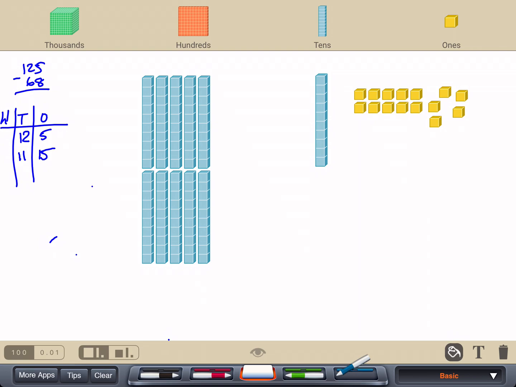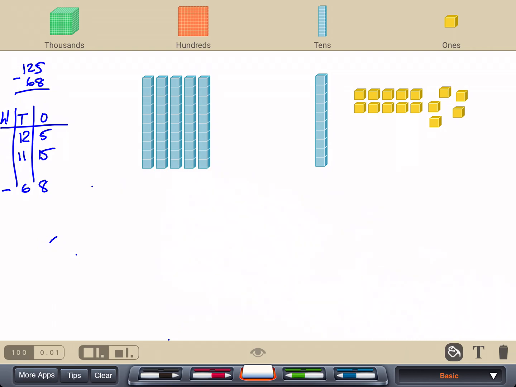All right. Now can we take away 68? We sure can. So take away 68. Let's take away 60. There's our 50 and 60. And let's take away 8. And we took away 8. So what we're left with is 5 tens and 7 ones, 57.